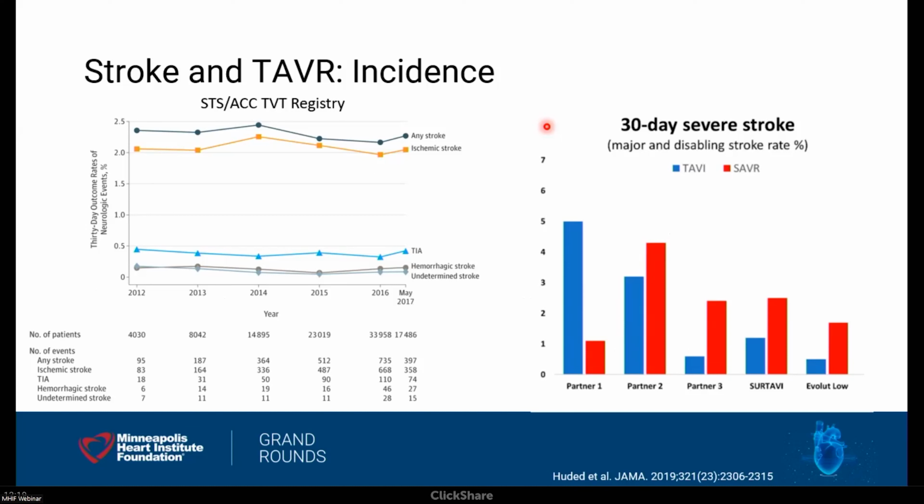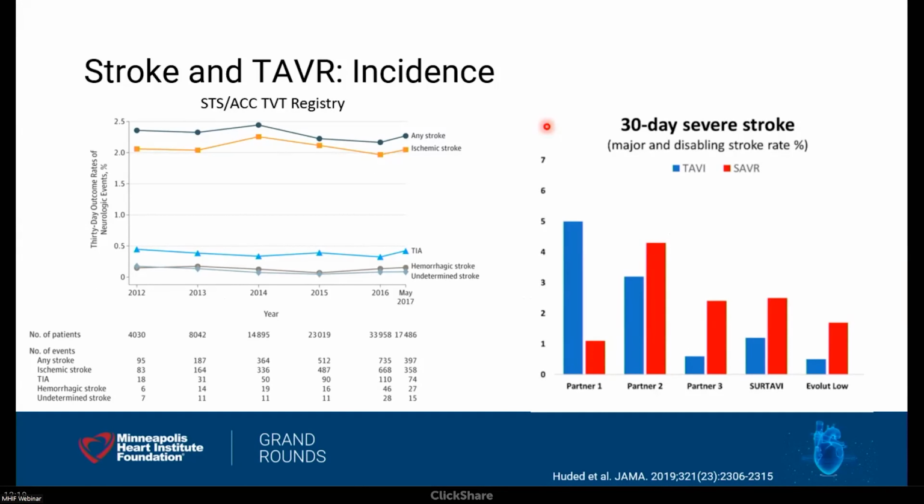The incidence of stroke has actually significantly decreased from the first generation of TAVR valves to the later ones and lower risk patients. So you see from the PARTNER 1 stroke rate, it's about 5% where they're inoperable and high risk patients, going all the way to less than 1% in the low risk patients.